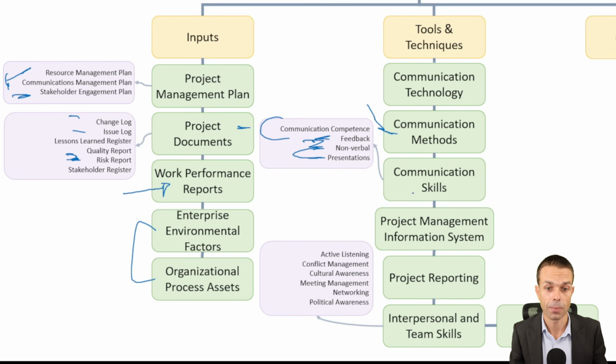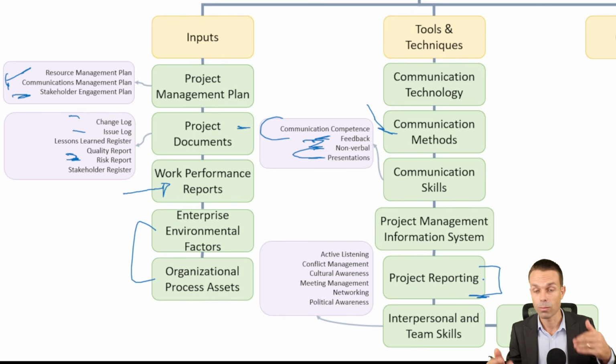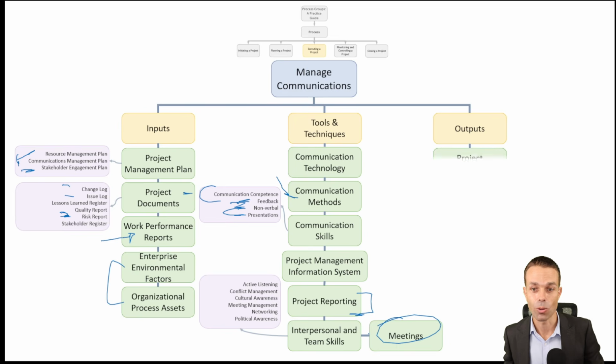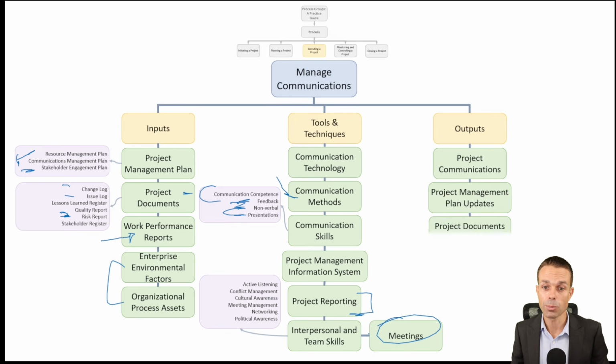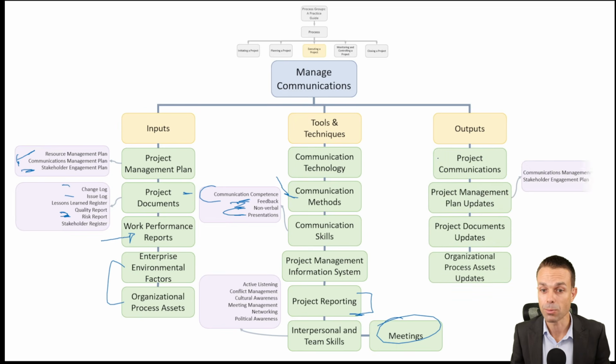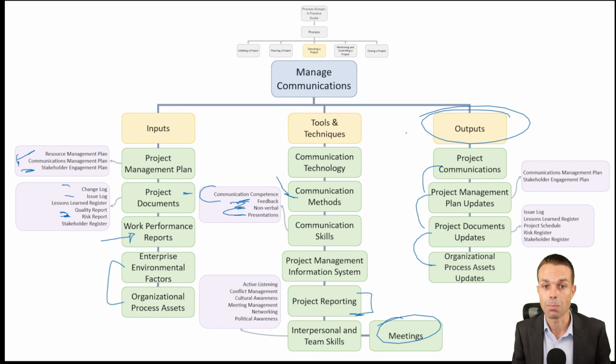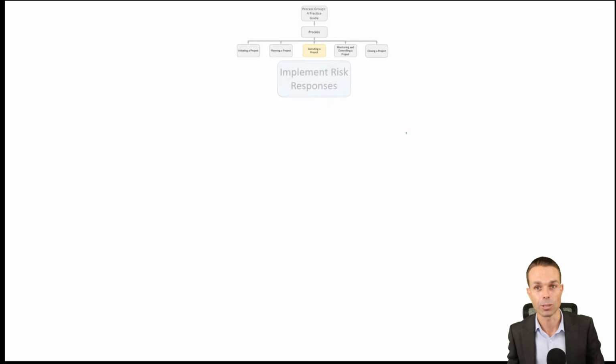How do we gather feedback? Project management information system, where we gather all of our project information. Project reporting, we can use that to report and then gather information for future communications. Interpersonal and team skills, and of course, meetings to tie all of that together. Project communications, project management plan updates, project documents updates, and organizational process assets updates are all part of the outputs as we manage communications on our project.